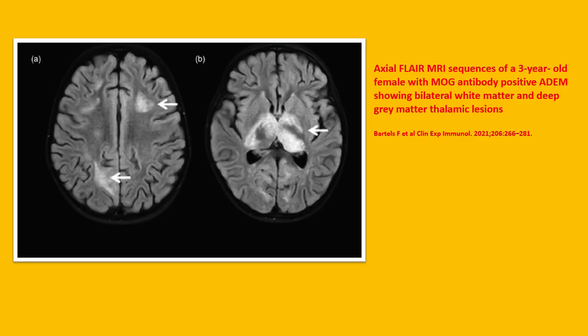These are actual FLAIR MRI sequences of a 3-year-old female with MOG antibody positive ADEM, showing bilateral white matter and deep gray matter thalamic lesions.